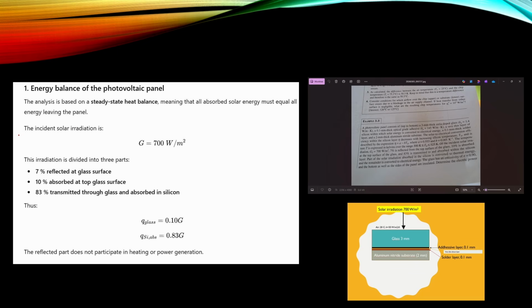Now when we are calculating energy balance, we need to take into account what was mentioned in this problem definition. 7% of irradiation is reflected at glass surface, 10% was absorbed at top glass surface, and 83% is transmitted through this glass layer and absorbed in silicon. The reflective part does not participate in heating or power generation.